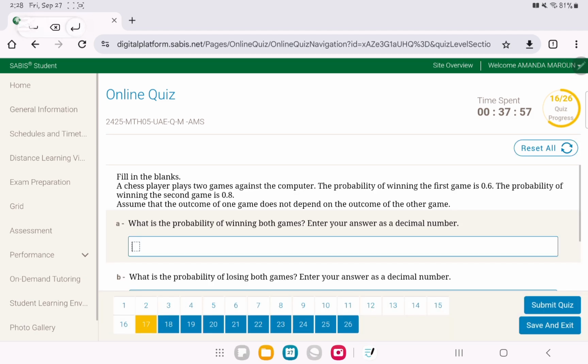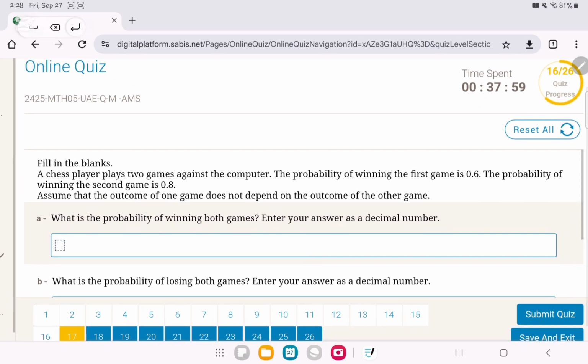Question number 17 is very, very important, okay? Okay, we have a chess player plays 2 games, okay? You have chess player. This is a game, okay? He plays 2 games. He either wins or loses. So this is our first game. He's either winning or losing.